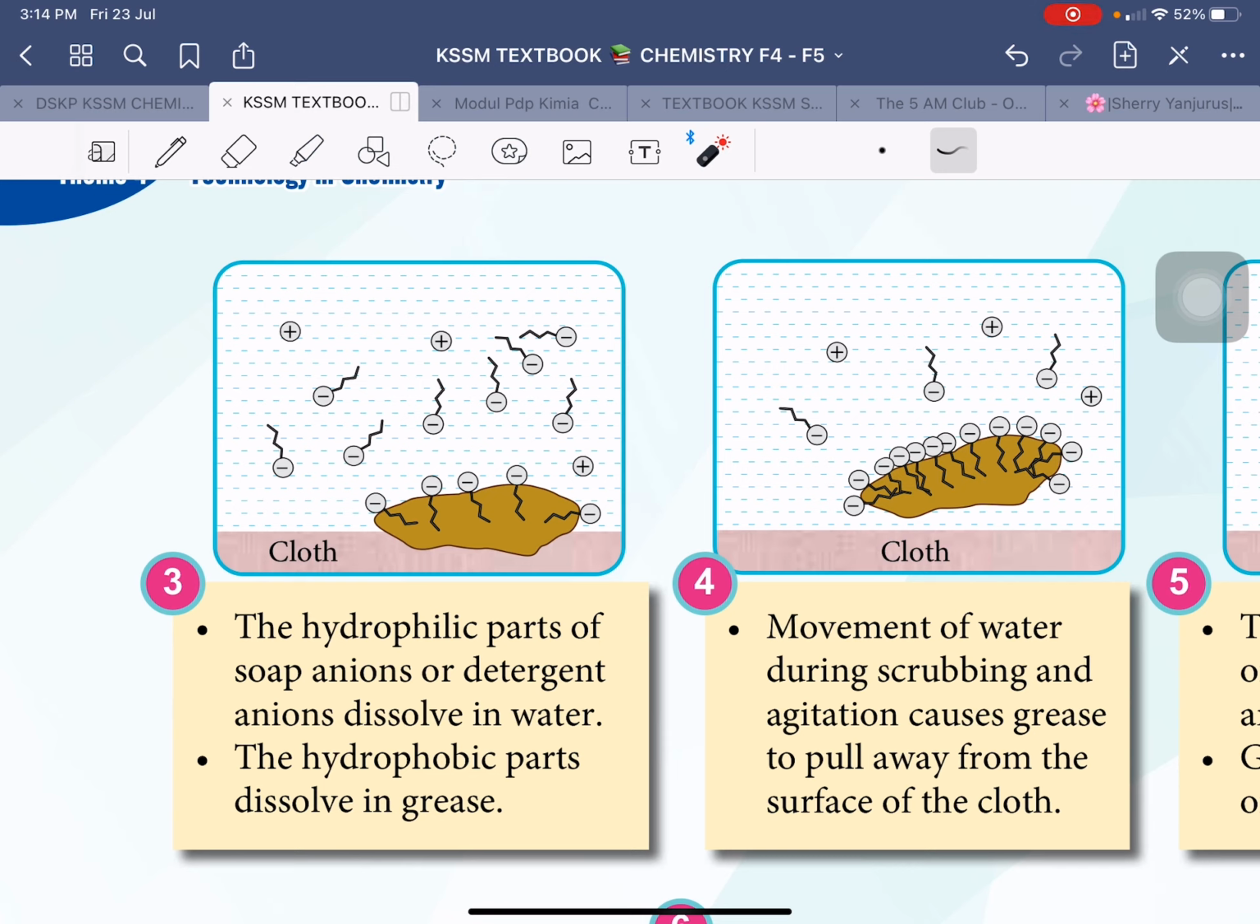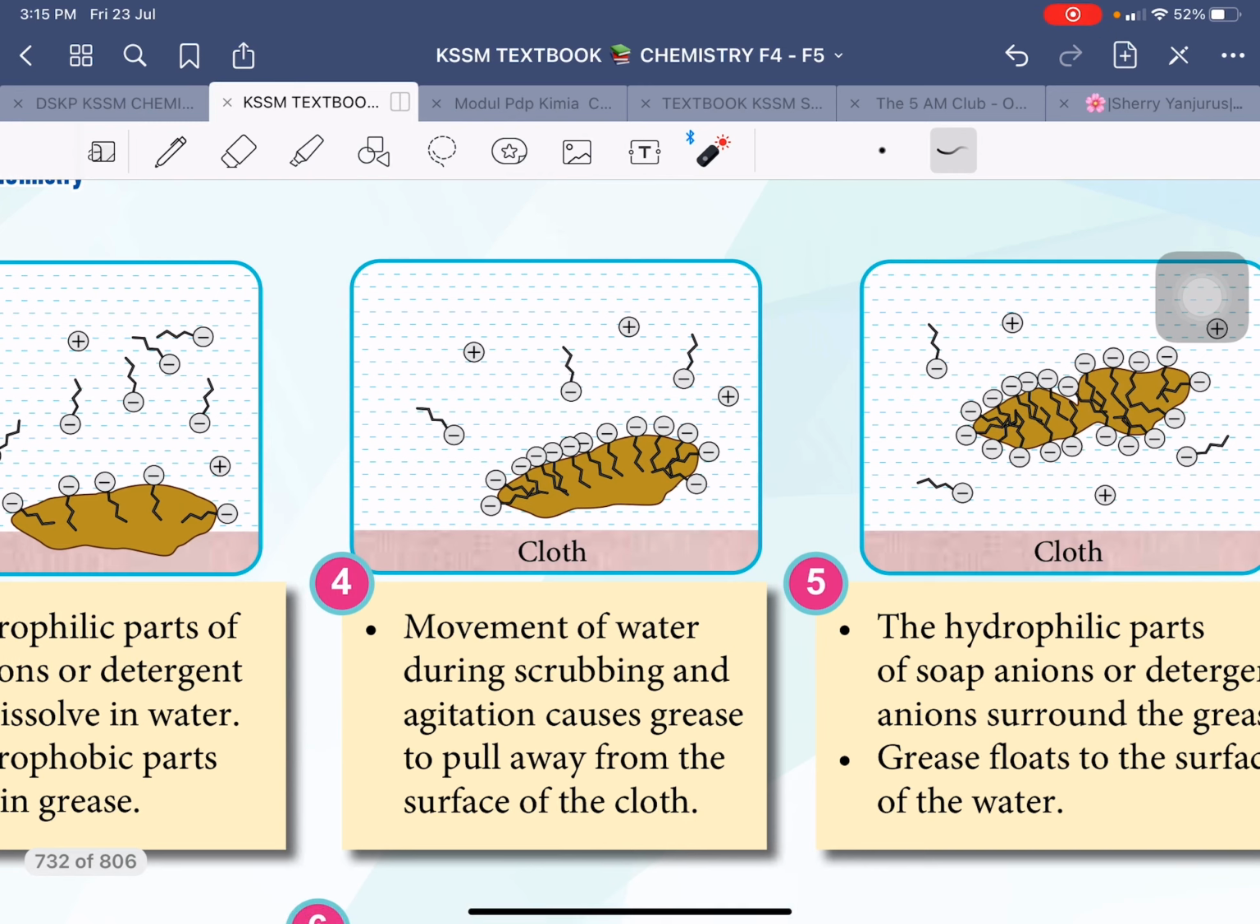Okay, remember the structure earlier? This is the kepala. This is the ekor. The kepala is the hydrophilic part. That's why dia timbul begini. Ekor is the hydrophobic. Dia tidak suka air. So the ekor all is going to terbenam. Okay, it is going to dissolve in grease, oil ka, apa-apa lah kotoran. This is the head. Okay, head is going to stay outside the oil. Tapi dia punya ekor is going to dissolve inside. Hydrophilic parts dissolve water, hydrophobic part dissolve in grease. Begitulah.